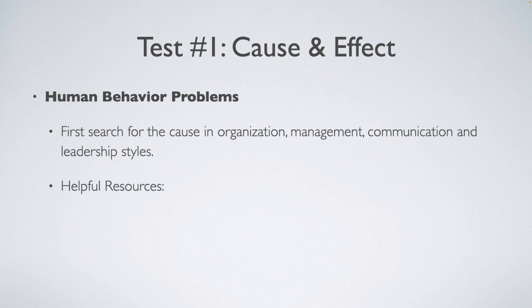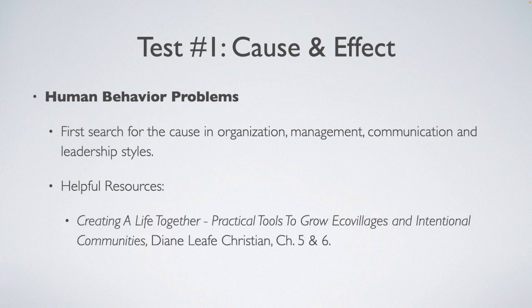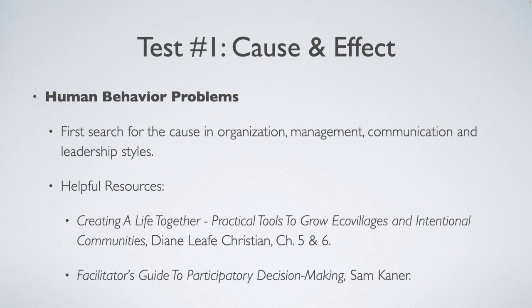Here are a couple helpful resources. First is Creating a Life Together, Practical Tools to Grow Eco-Villages and Intentional Communities, a book by Diane Leaf Christian, in particular chapters 5 and 6, and The Facilitator's Guide to Participatory Decision-Making by Sam Kaner. Both books are excellent resources when it comes to helping groups make better decisions and function more seamlessly.